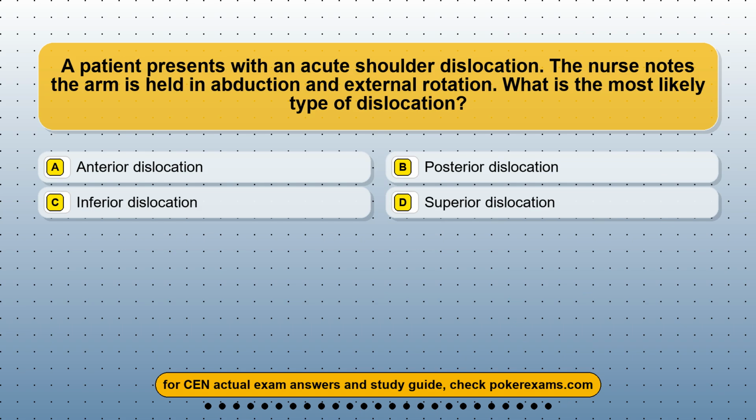Question 7. A patient presents with an acute shoulder dislocation. The nurse notes the arm is held in abduction and external rotation. What is the most likely type of dislocation? Option A, anterior dislocation. Option B, posterior dislocation. Option C, inferior dislocation. Option D, superior dislocation.